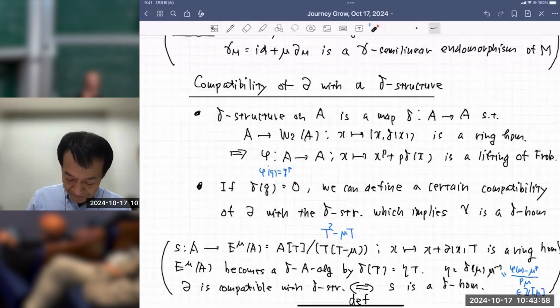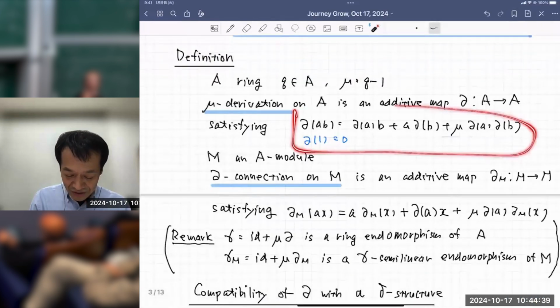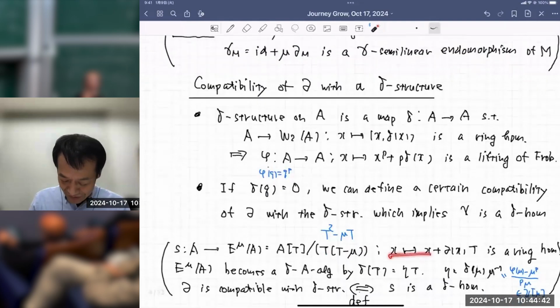I consider a finite ring over A denoted by E_mu A, which is simply the quotient of the polynomial ring in one variable by the polynomial t squared minus mu t. Then by sending x to x plus partial x of t, you obtain a ring homomorphism. You can check easily that this condition is equivalent to saying that this map is a ring homomorphism.